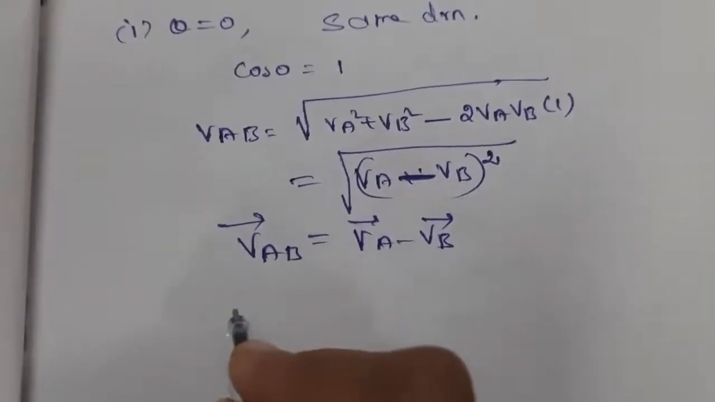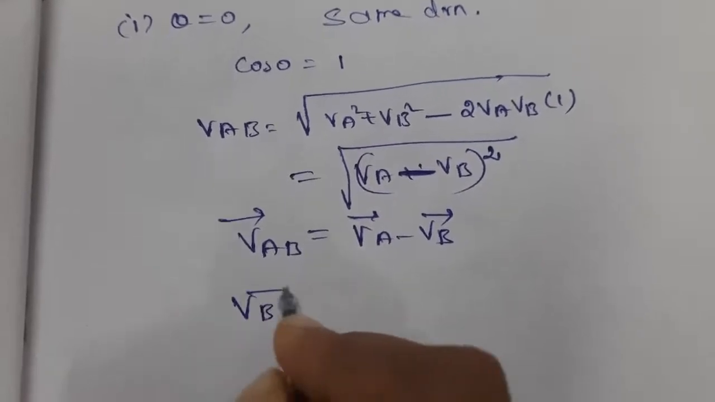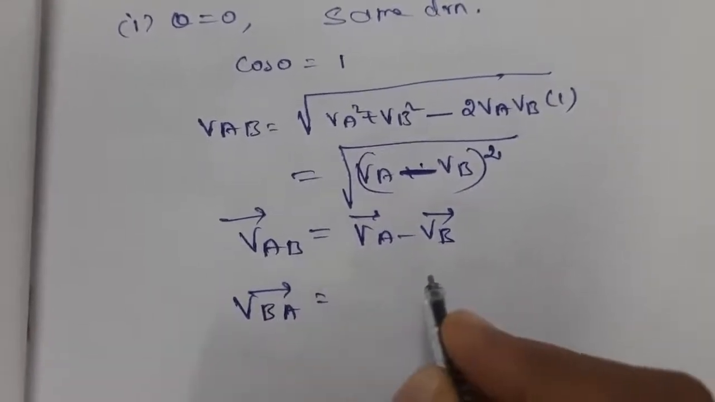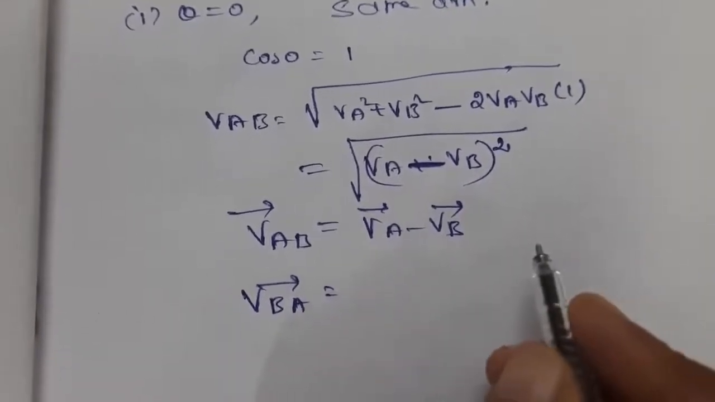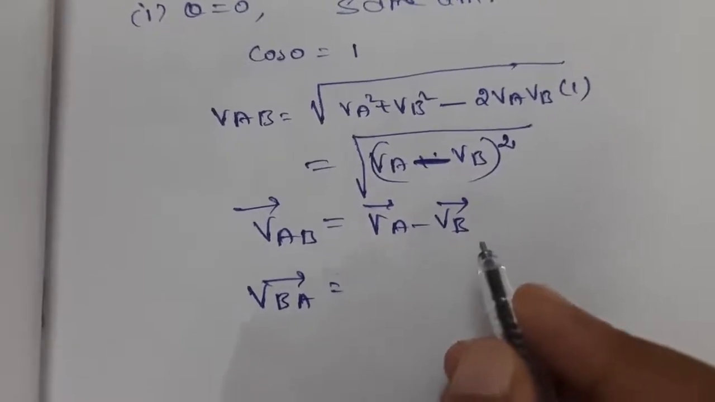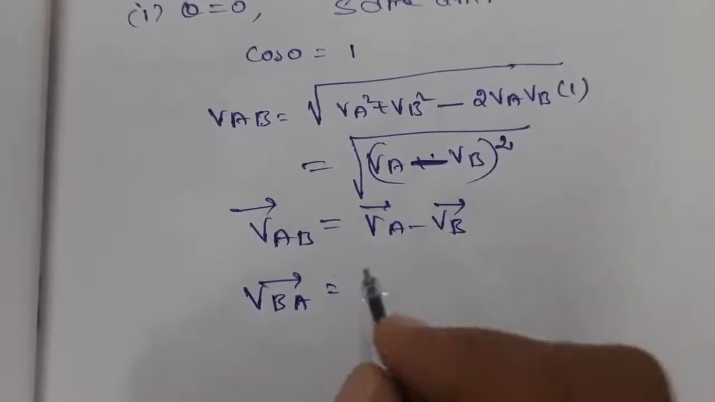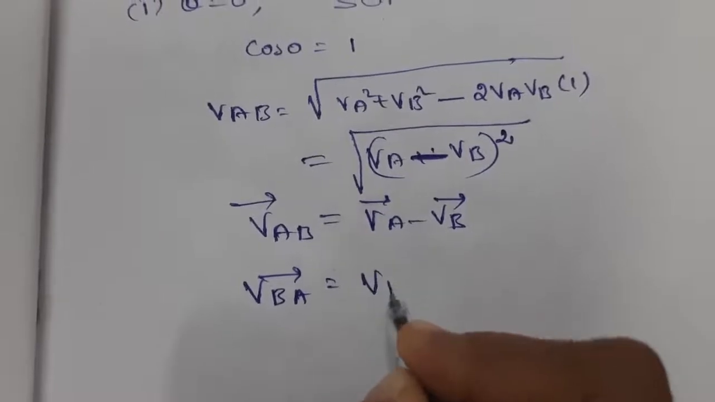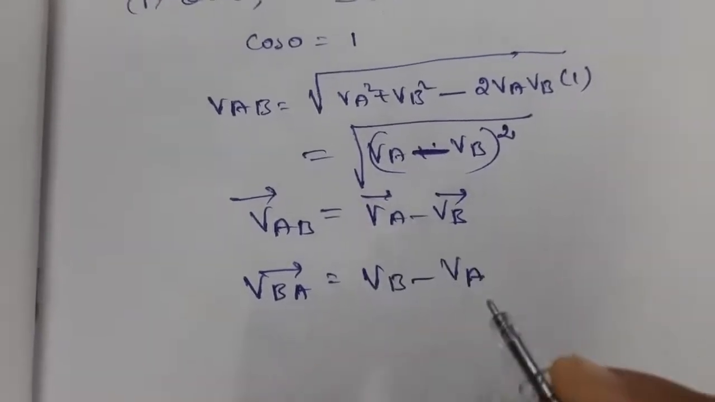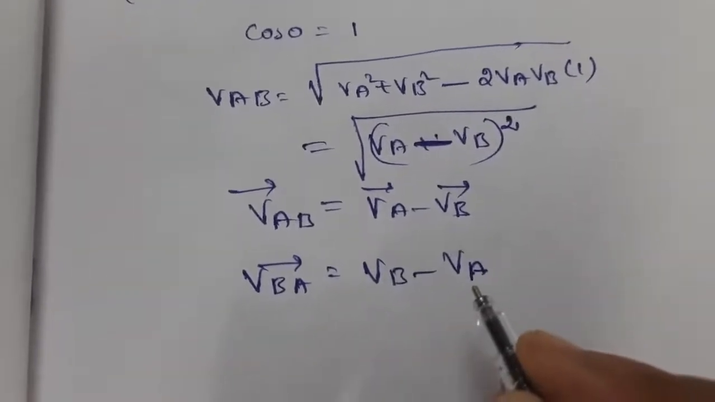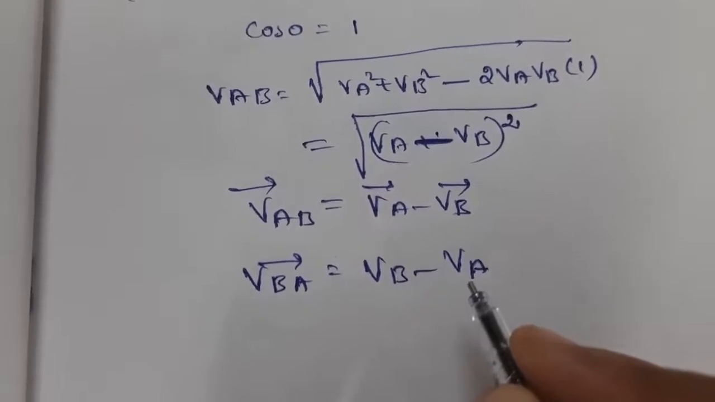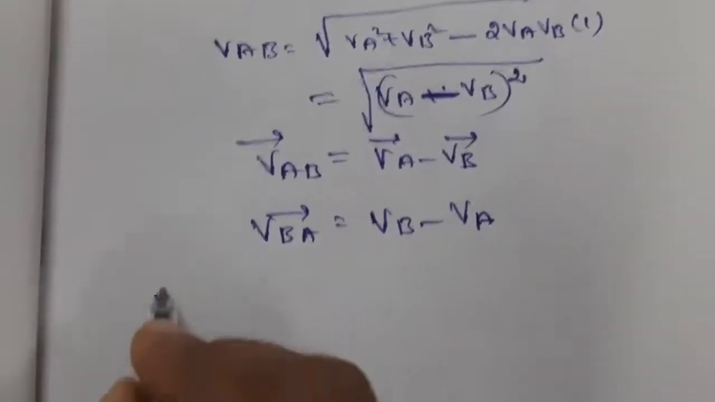Similarly, the relative velocity VBA, how can we write? Root of VB square plus VA square minus 2 VA VB cos theta. So, here we can write VBA is VB minus VA. Second case.